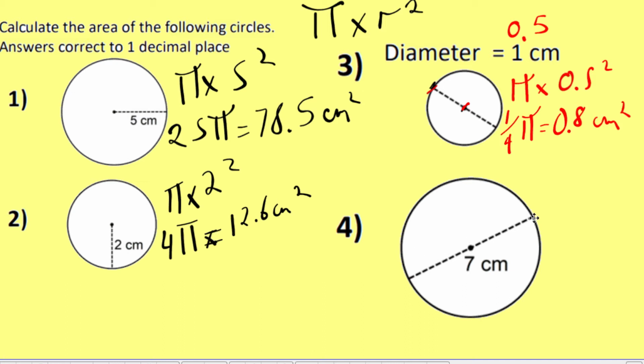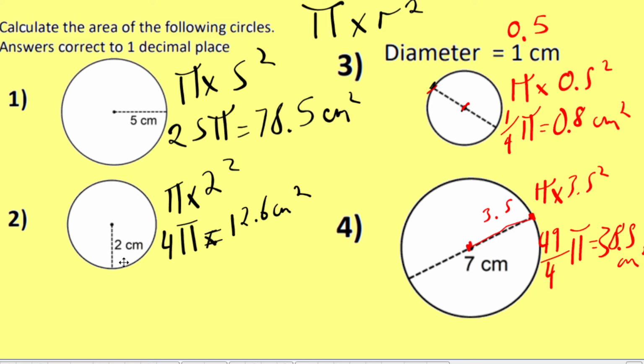And our last one again, we only need this distance between these two, because we want the radius, which is this distance. So it's 3.5. So pi multiplied by 3.5 squared. So shift pi multiplied by 3.5 squared is, well, 49 over 4 pi, which is equal to 38.5 centimeters squared. Okay, so that's everything on circles.